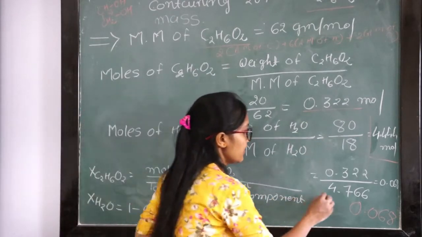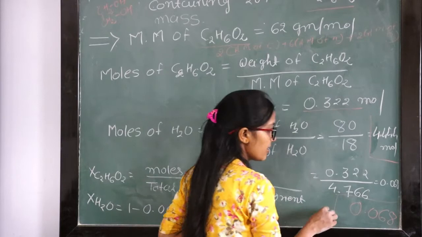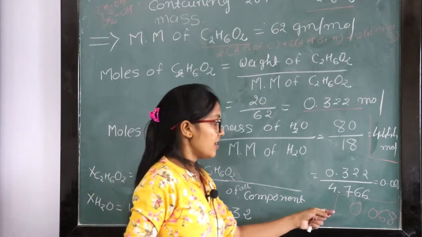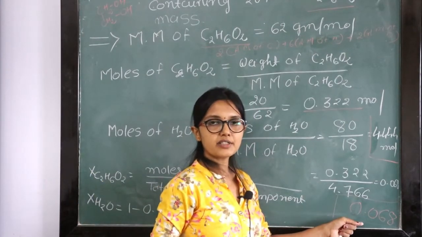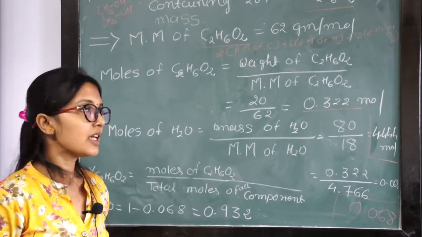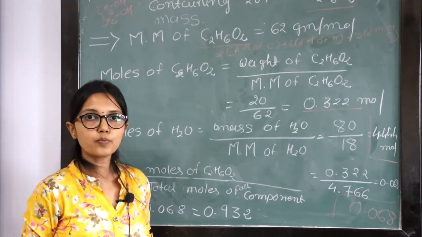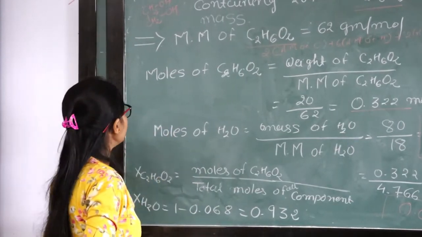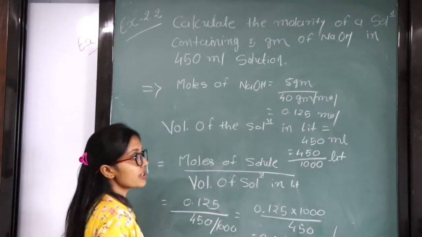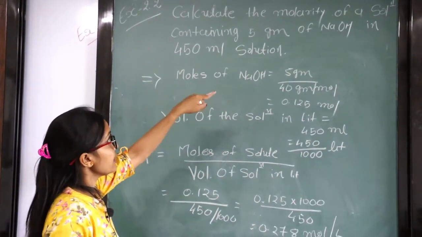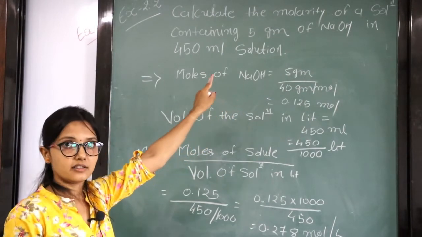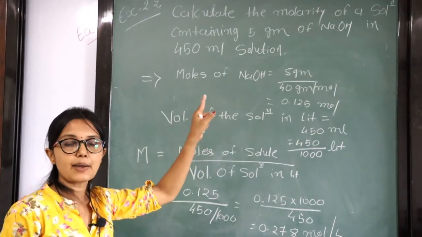This is the answer for our question. Calculate the mole fraction of ethylene glycol; we calculated it and the answer is 0.0688. Okay, this is example number 2.1. Now the second example, 2.2. Calculate the molarity of a solution. Calculate the molarity of a solution means what? We will calculate molarity. Molarity symbol is capital M.